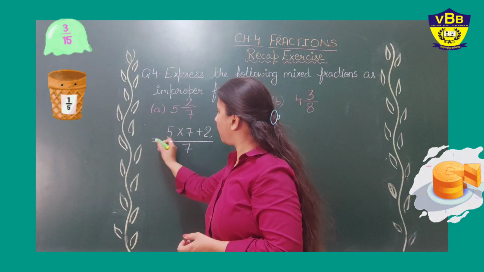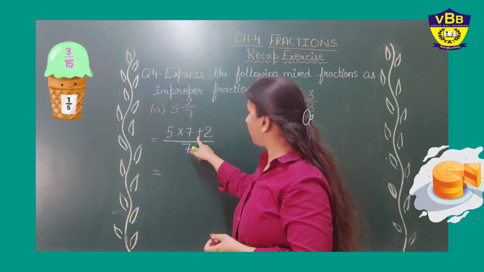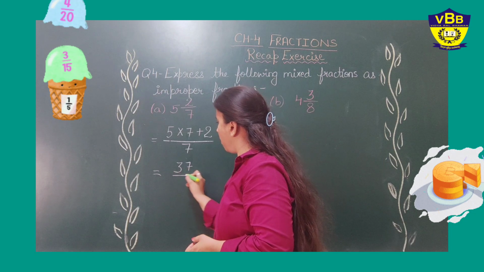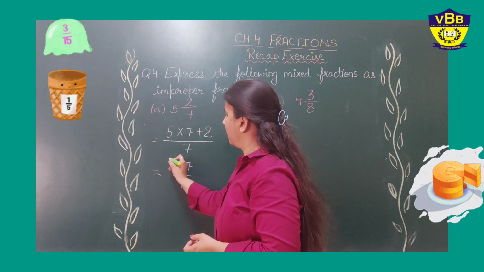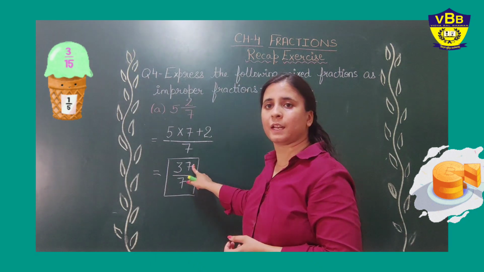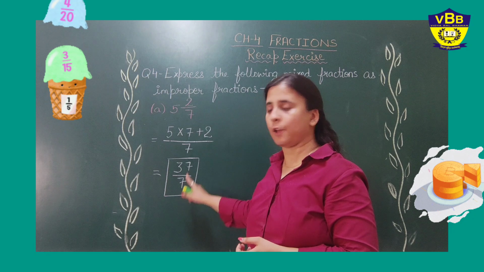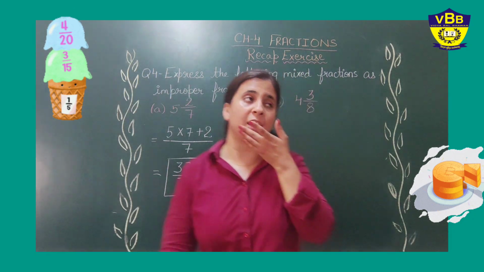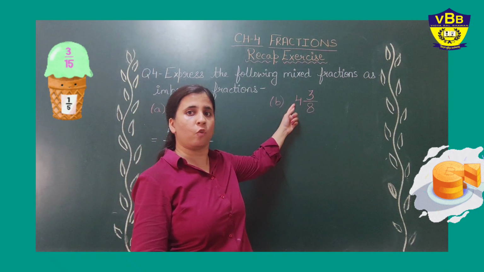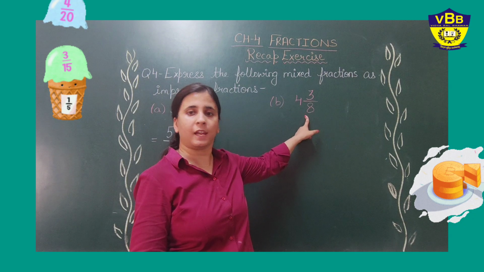So what is 5 into 7? 5 into 7 is 35. 35 plus 2 makes 37 upon 7. So we have got an improper fraction where the numerator is bigger and the denominator is smaller. I hope you understood this. Let us try one more part, B part. The whole number is 4, numerator is 3, denominator is 8.